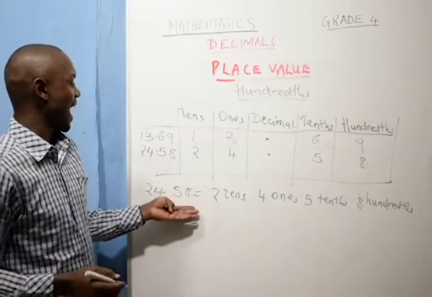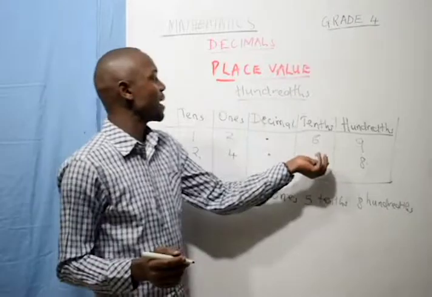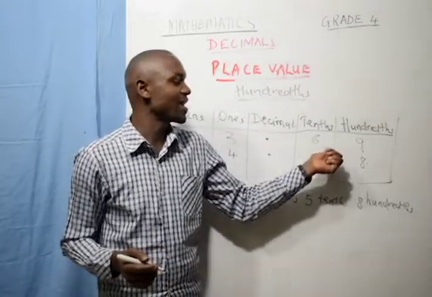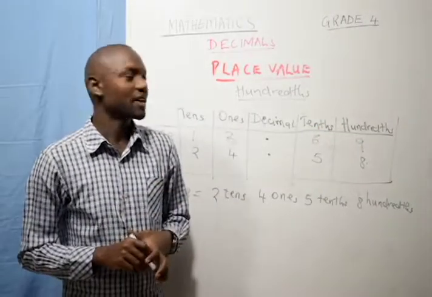That is how we represent hundreds and tens in the place value. The first digit after the decimal is the tens place value, and the second digit after the decimal is in the hundreds place value.